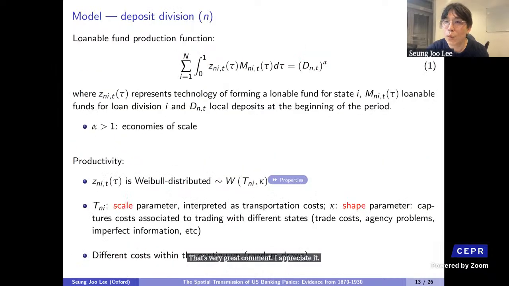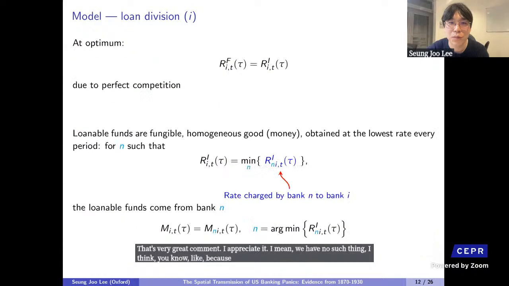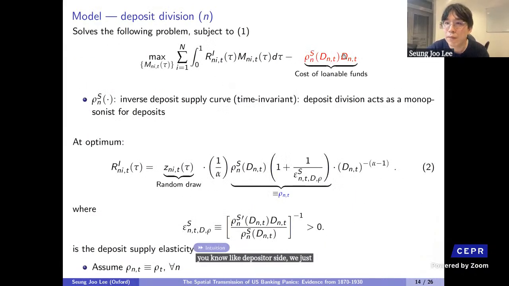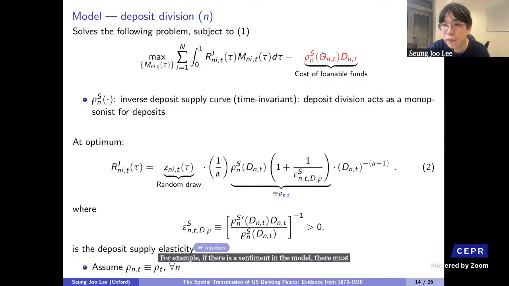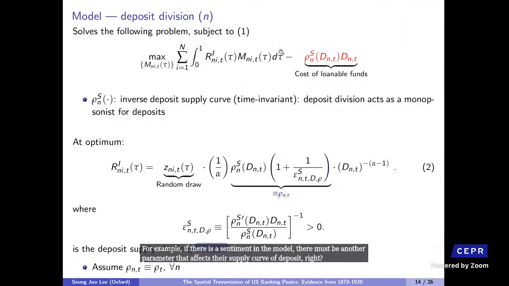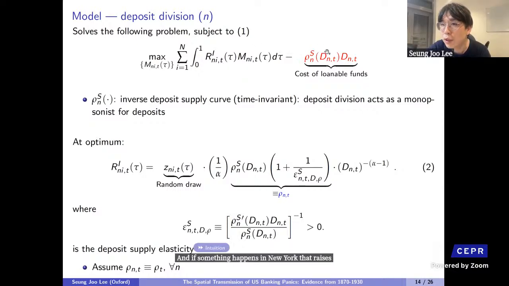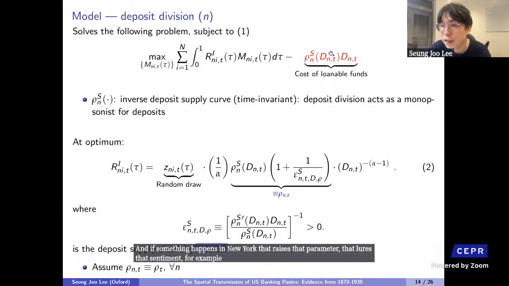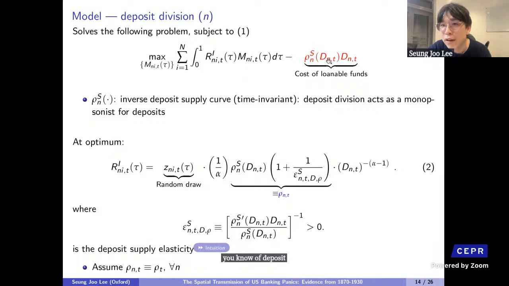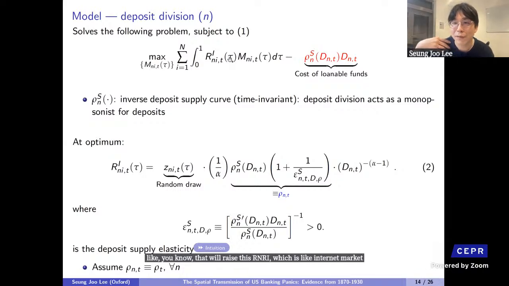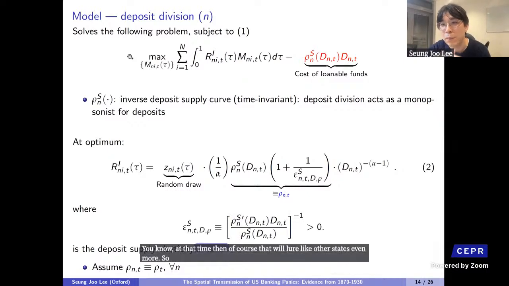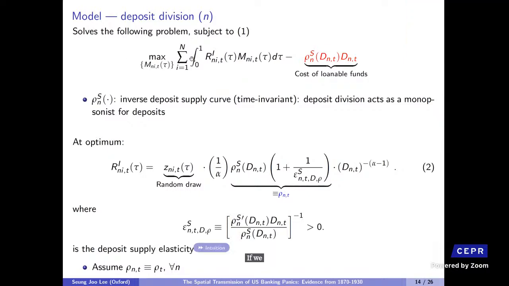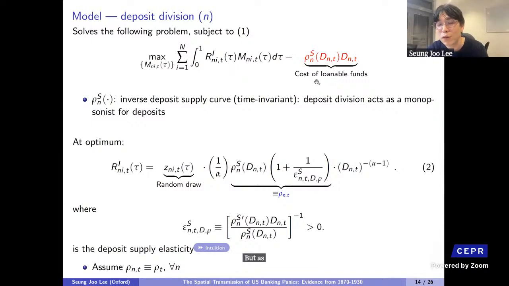We have no such thing. On the depositor side, we just assume that depositors have their own supply curve. There is no sentiment here. If there were sentiment in the model, there must be another parameter that affects their supply curve of deposits. If something happens in New York that lowers that sentiment, that pushes down the entire supply curve of deposits, and that will raise this R I, the interbank market rate, because it is harder for you to get deposits at that time. Then of course that will lower other states even more. So there must be some amplification mechanism if we include depositor sentiment. But as I said, we just wanted to focus on the interbank market.